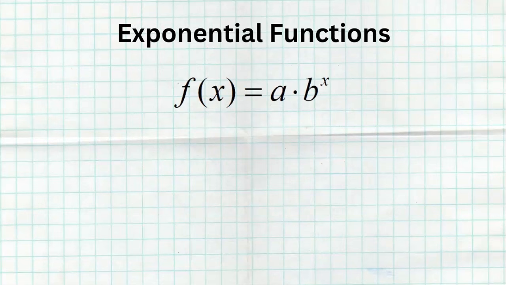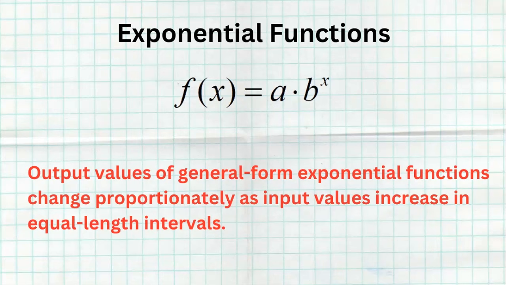All right, now let's turn our attention to exponential functions, since we were just leaning towards that. Exponential functions look like this: a times b to the x. It's important that we recognize them, because output values of exponential functions change proportionally as input values increase in equal length intervals. So our input values go up in equal lengths, like 2, 3, 4, 5, 6, 7, and our output values go up proportionally, which means they multiply by a common ratio over and over again. That's one way we can recognize exponential functions that's taught in AP Calculus.